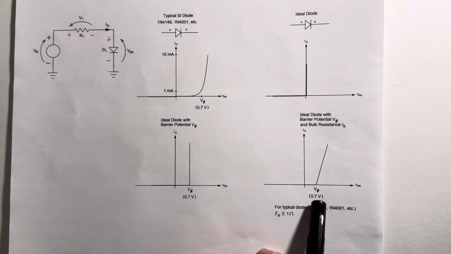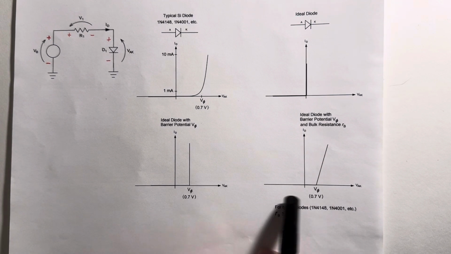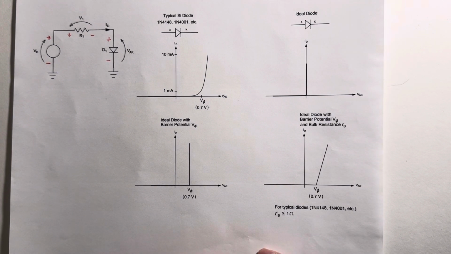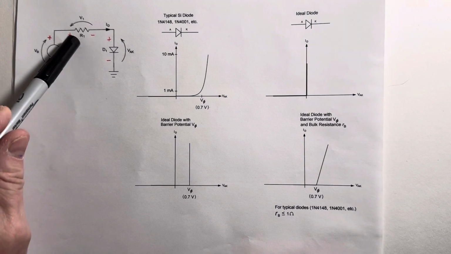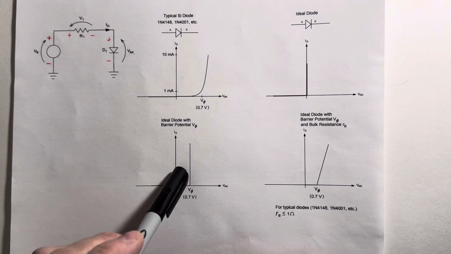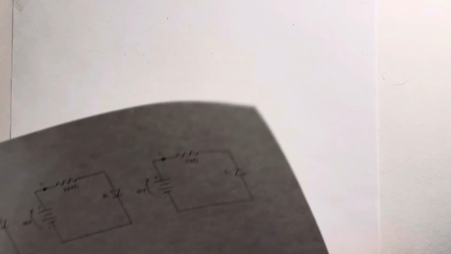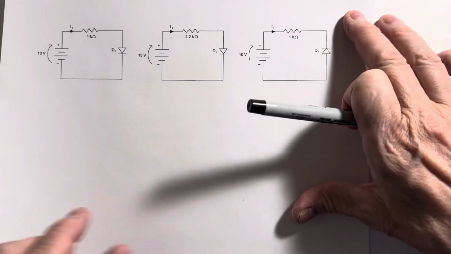Occasionally, if you have to deal with bulk resistance of the diode, that can be included by making a slope to the forward characteristic curve, but because bulk resistance is very small, typically on the order of 1 ohm or less, compared to the circuit resistance, we can ignore it. We'll usually just go with the ideal diode with barrier potential model. All right, now let's do a couple of sample problems here just to wrap things up.